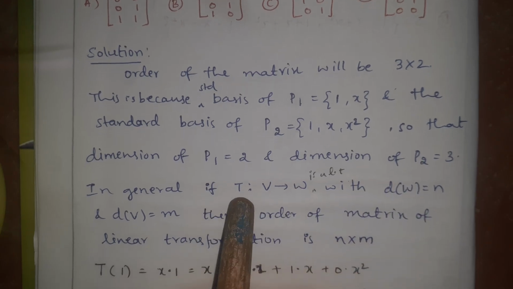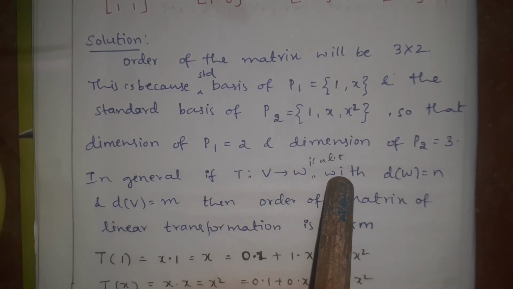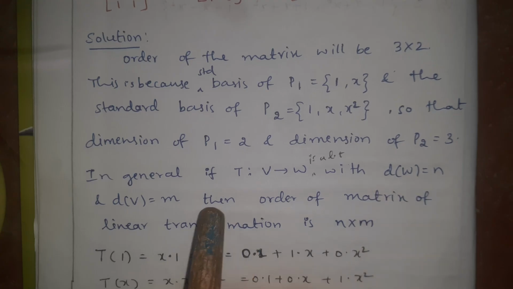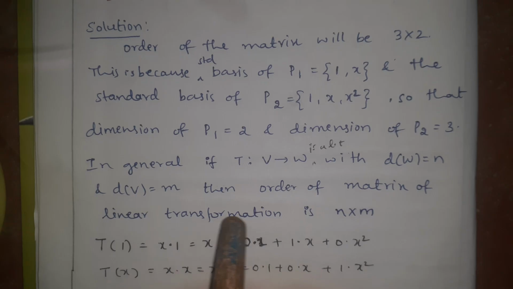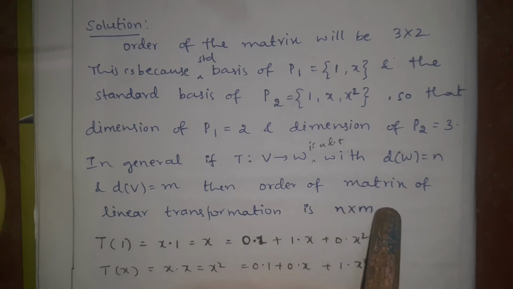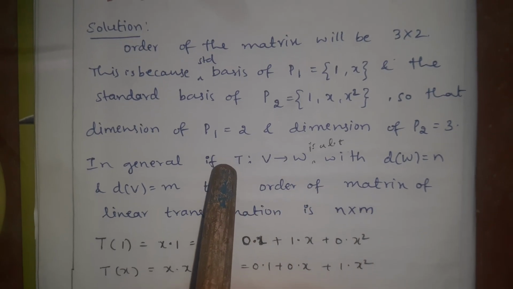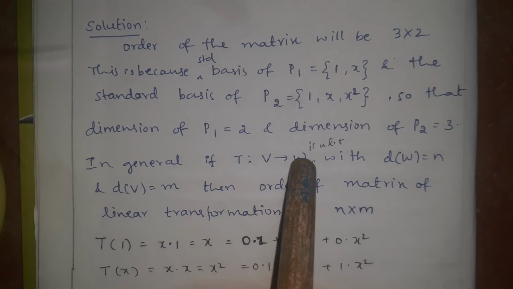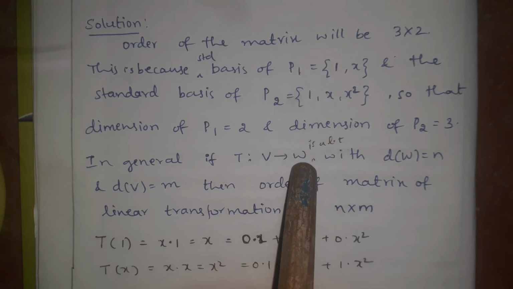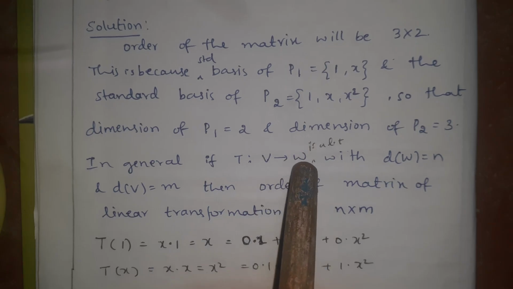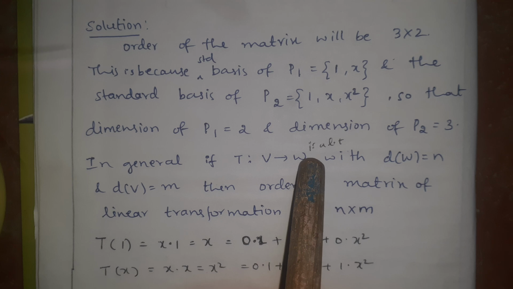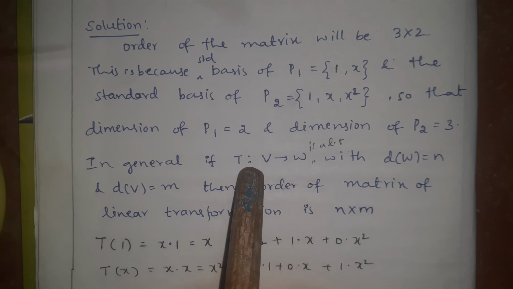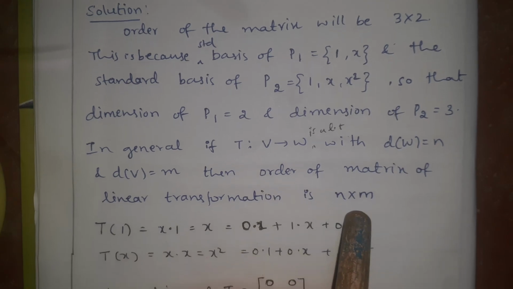In general, if T is a linear transformation from V to W with dimension of W equal to n and dimension of V equal to m, then the order of the matrix of the linear transformation is n by m. That is, dimension of W into dimension of V. So order is n cross m.